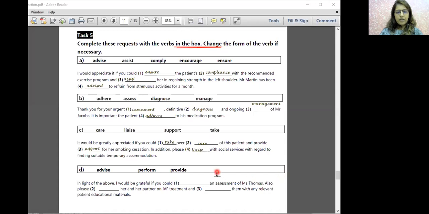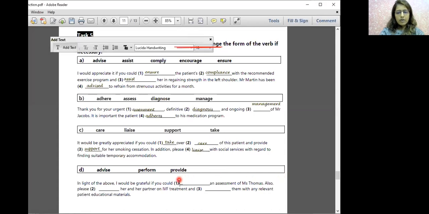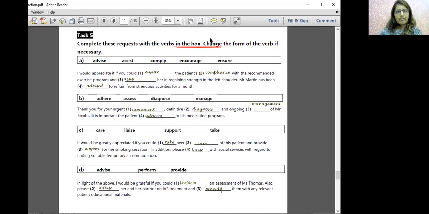Yeah. So it is perform an assessment, provide, advise her. So advise here we are using it as a verb, so it is SE and not CE. And finally, provide. Okay, so these are some collocations you will need when you are writing a request paragraph.